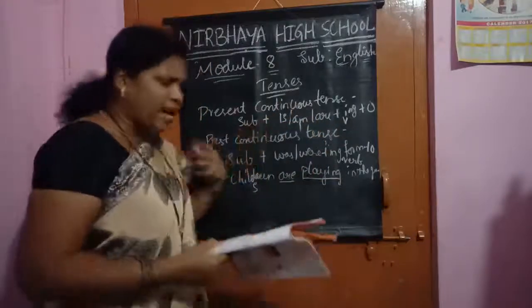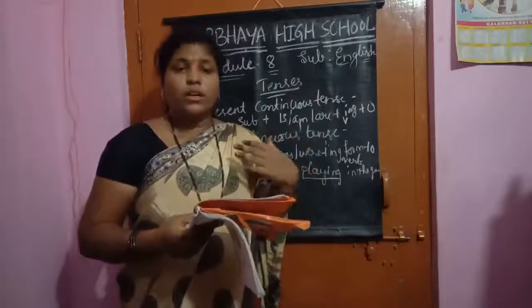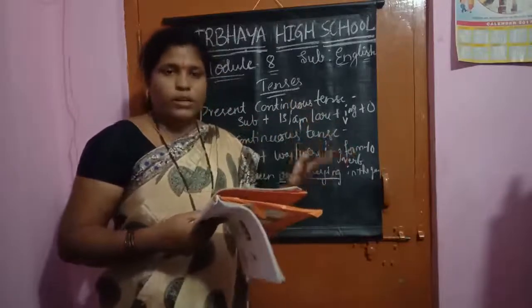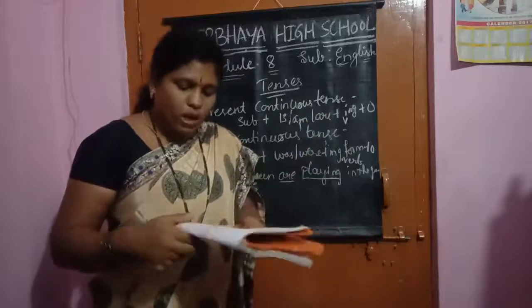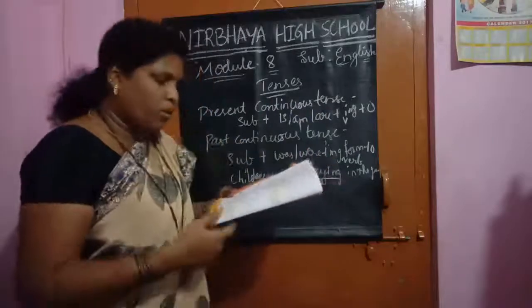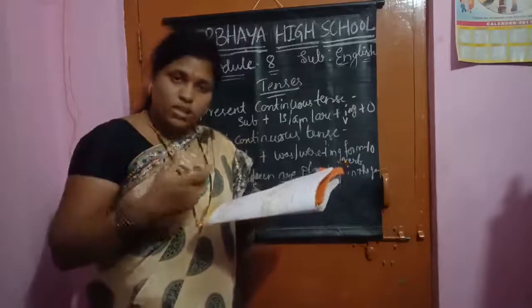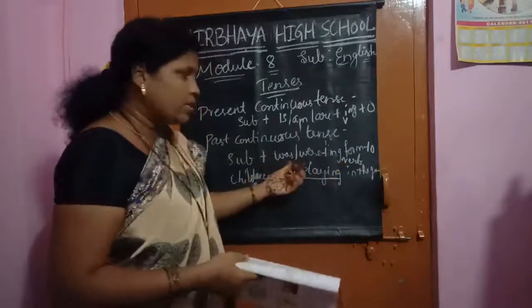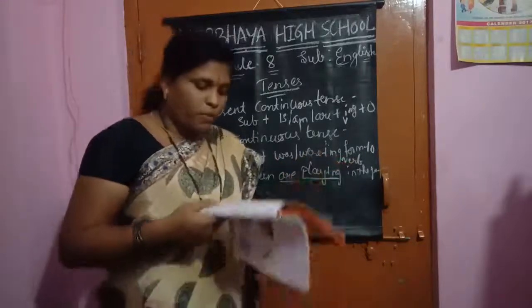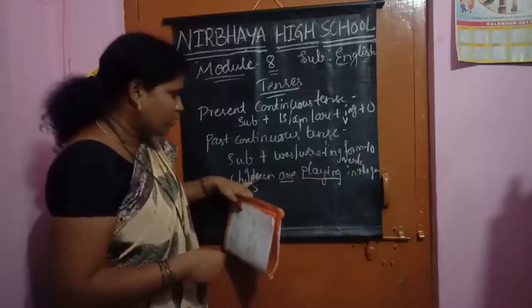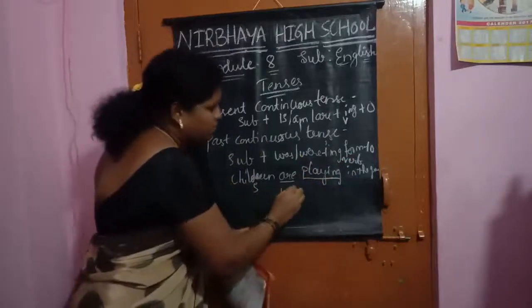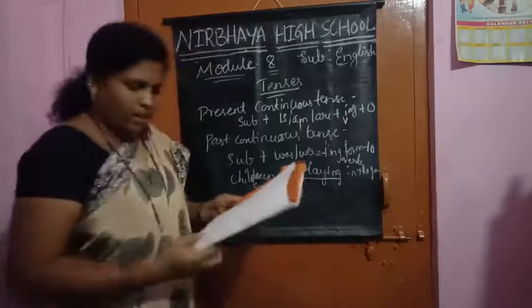And coming to the past continuous tense, which is used for actions that were going on at a particular time in the past. How to form the sentence in the past tense? You will use was or were with the ing form. See here, same children. Here I will write were. Children were playing in the garden.